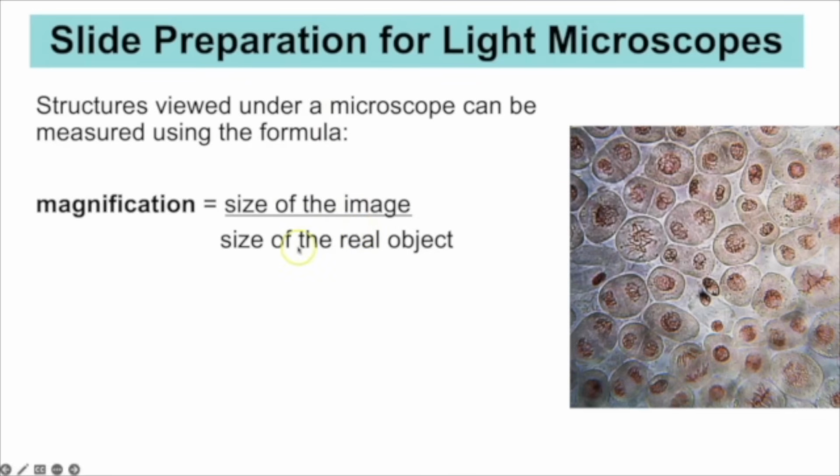Often you have to have changing of units involved as well. So we usually measure the size of an image in millimeters, and the size of the real object is usually in micrometers. So to convert your millimeters into micrometers, you would have to multiply by 1,000. So there's normally that additional step as well.